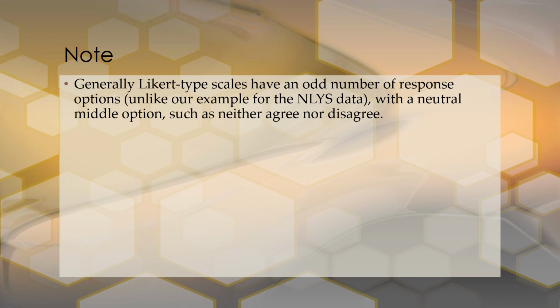One final note, generally Likert type scales have an odd number of response options, unlike our data from the National Longitudinal Youth Survey. And the reason it's an odd number is because in the middle we have a neutral option, such as neither agree nor disagree. So this example is a little different than what it normally is, but it's still a good example.